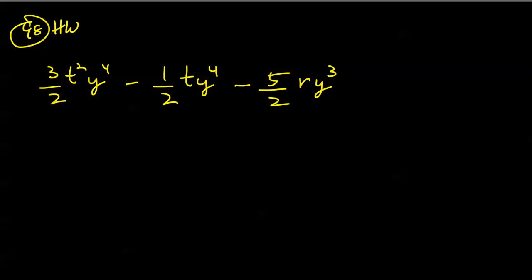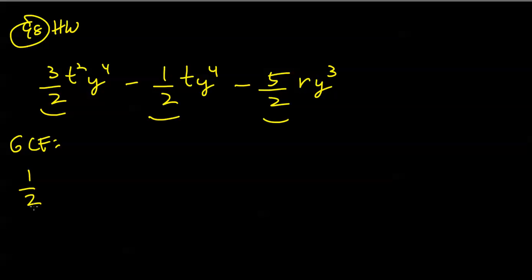Alright. 3 halves t squared y to the 4th minus 1/2 t y to the fourth minus 5/2 r y cubed. Alright, how are we going to factor this? Well, let's spot the GCF. What is the greatest common factor of this trinomial expression? Well, if I look at the coefficients, 3/2, minus 1/2, and minus 5/2. Well, what's the greatest common factor, the greatest quantity I can factor out from each of those terms? And of course it's 1/2.